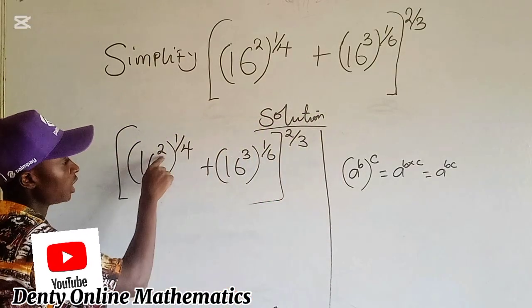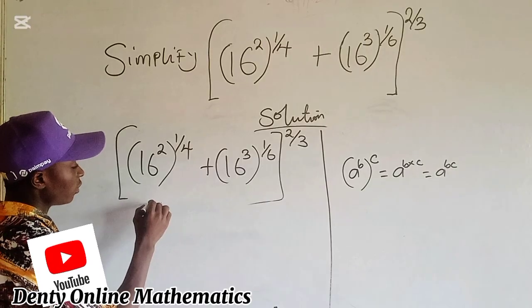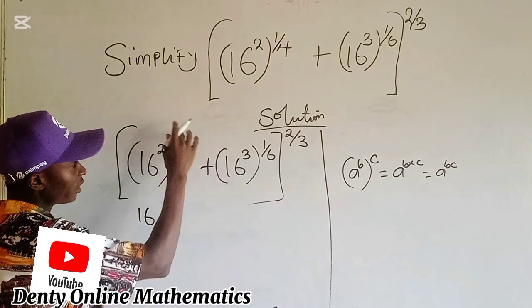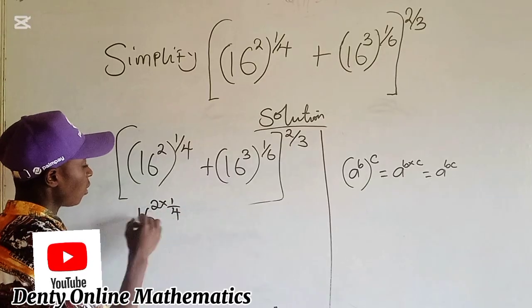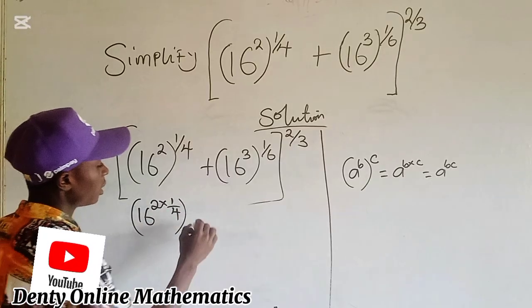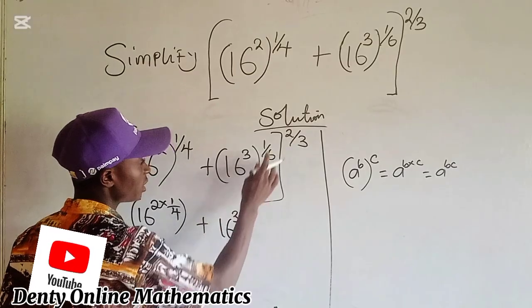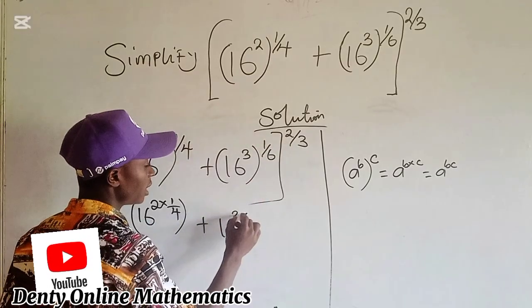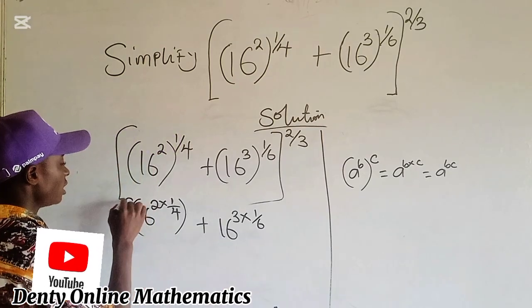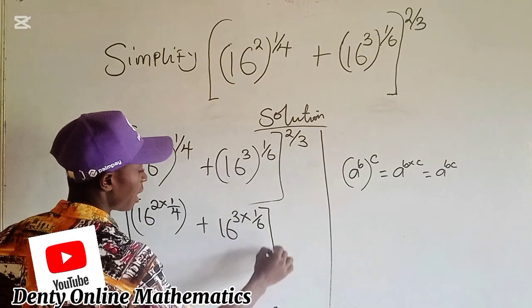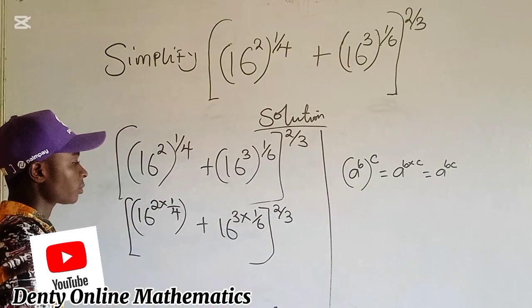Since we have 2 here, this will give us 16 raised to the power of 2, so 2 will multiply everything outside, which will give us 2 times 1 all over 4. And then plus, the same thing applies here, 16 raised to the power of 3. Since we have 1 over 6 outside again, 3 will multiply 1 over 6. And then remember, all of this is raised to the power of 2 all over 3.